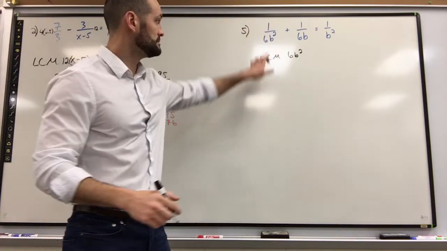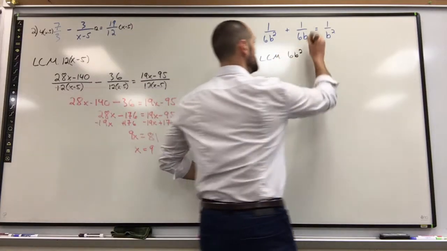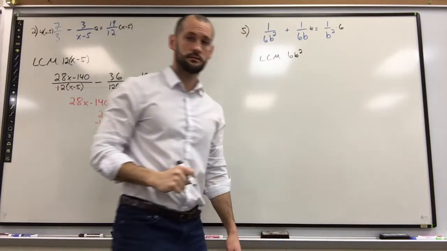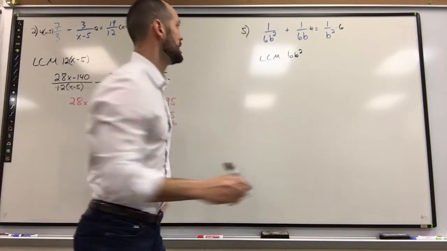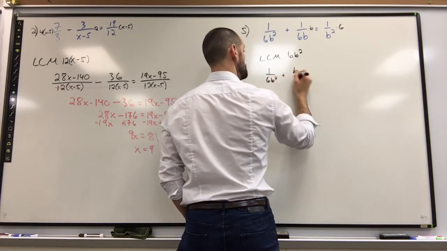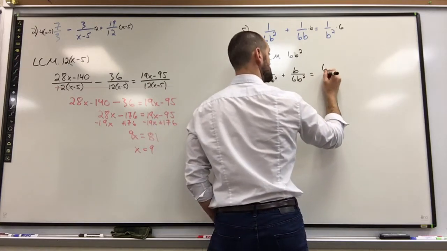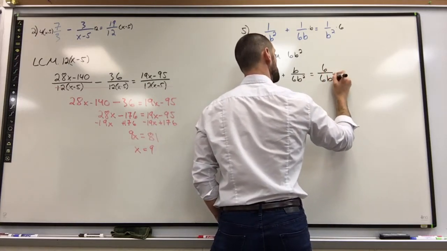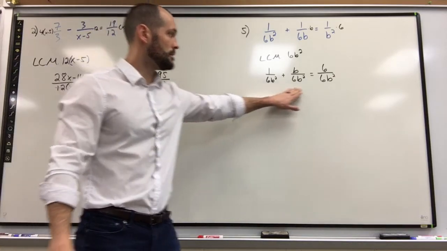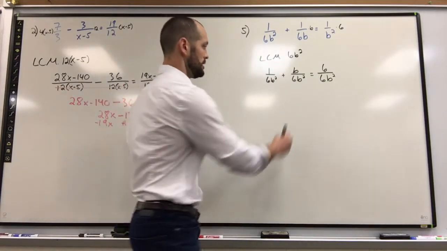All right, give them what they need. That needs nothing, so it doesn't get anything. Middle one needs another b, and the last one needs a 6. So I'm going to rewrite my fractions. First one did not change. Second one is just b now over 6b squared. The last one is just 6 over 6b squared. I accomplished my goal of getting LCM. Now, they all have the same denominator. They agree. I need to make sure that the top solves as well.